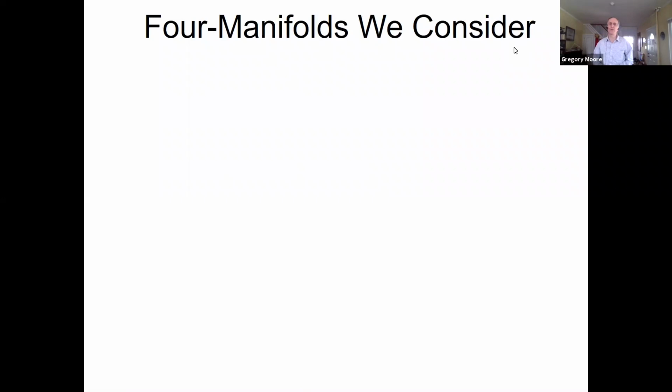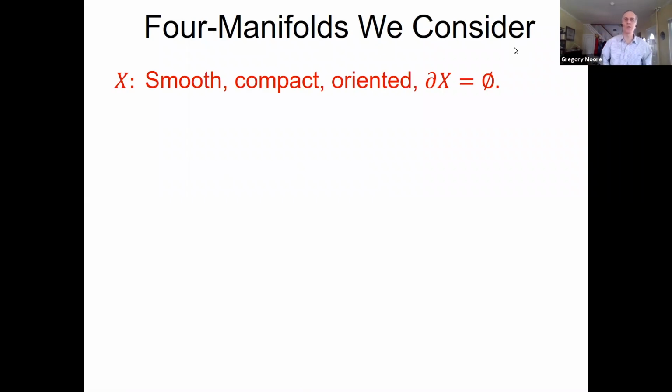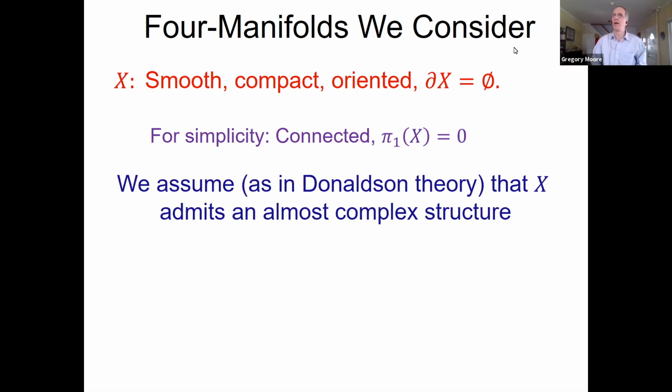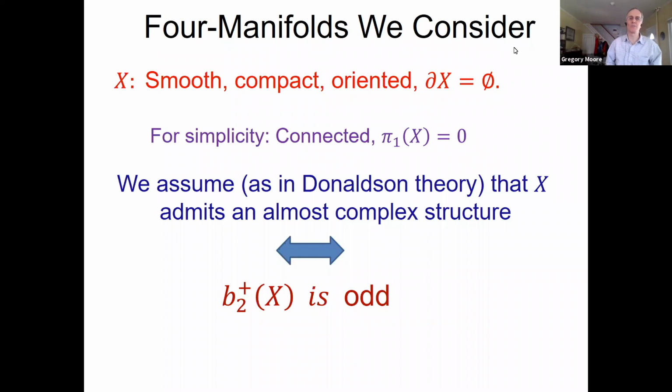So the four manifolds that we're going to consider are smooth, compact, oriented, and without boundary. And for simplicity, but certainly not for necessity, they'll be connected and simply connected. Now we're also going to assume, as in Donaldson theory, that X admits an almost complex structure. And that's not actually a very stringent condition. It's really a simple topological condition. It means that the second Betti number, B2 plus, is odd.